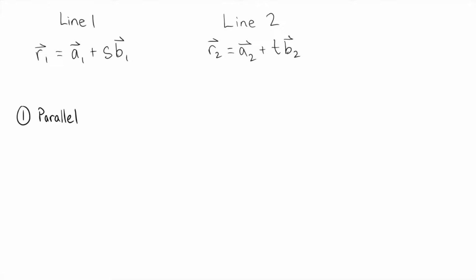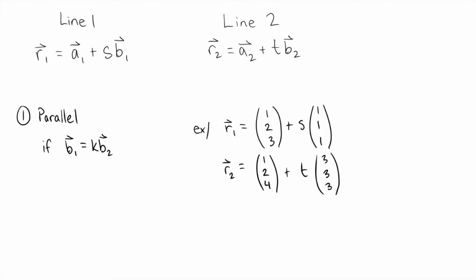These 2 lines could be parallel to one another. The easiest way to verify that is to check to see if their direction vectors are scalar multiples, so if b1 is equal to some scalar multiple of b2. For example, consider these 2 lines where r1 is equal to (1, 2, 3) plus s times the vector (1, 1, 1), and r2 is equal to (1, 2, 4) plus t times the vector (3, 3, 3). I can see here their direction vectors are scalar multiples of one another.